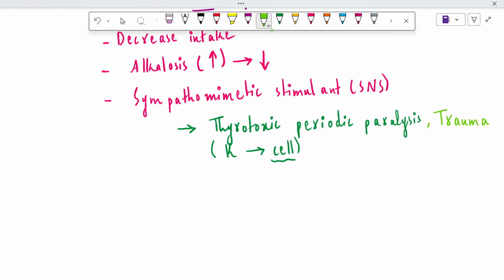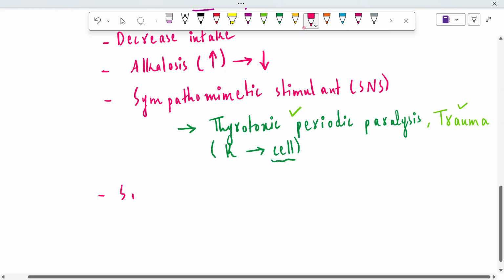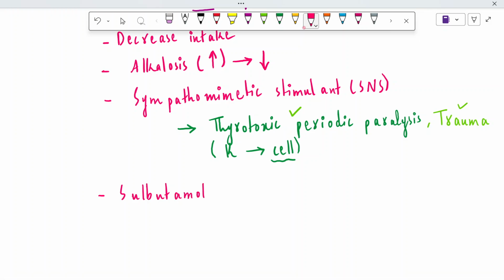Under the sympathomimetic stimulation, we can add thyrotoxic periodic paralysis as well as trauma. So the next etiology is salbutamol toxicity. What is salbutamol? Salbutamol is a beta 2 agonist.